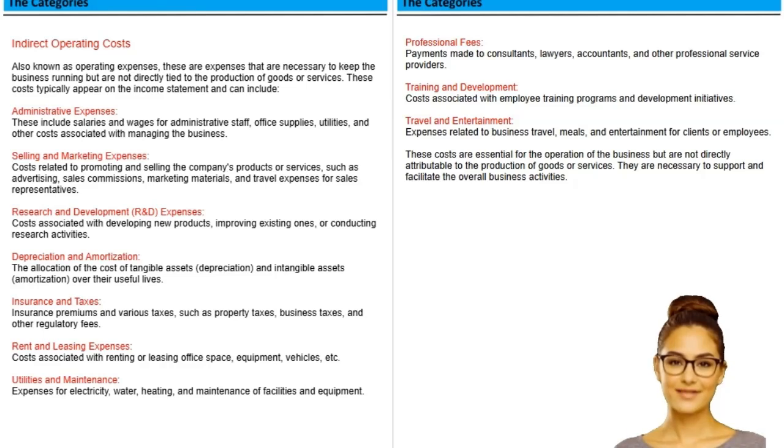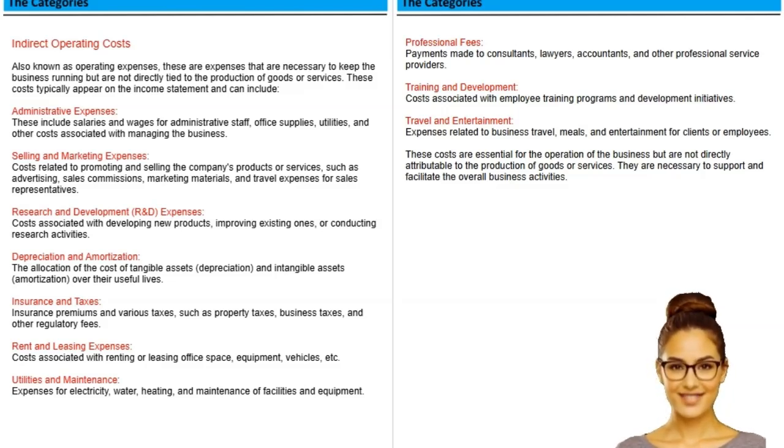These include salaries and wages for administrative staff, office supplies, utilities, and other costs associated with managing the business. So, administrative expenses are costs related to the general administration of the business and do not relate to any function like production and sales. Next, we have selling and marketing expenses. These are costs that relate to promoting and selling the company's products or services, such as advertising, sales commissions, marketing materials, and travel expenses for sales representatives.